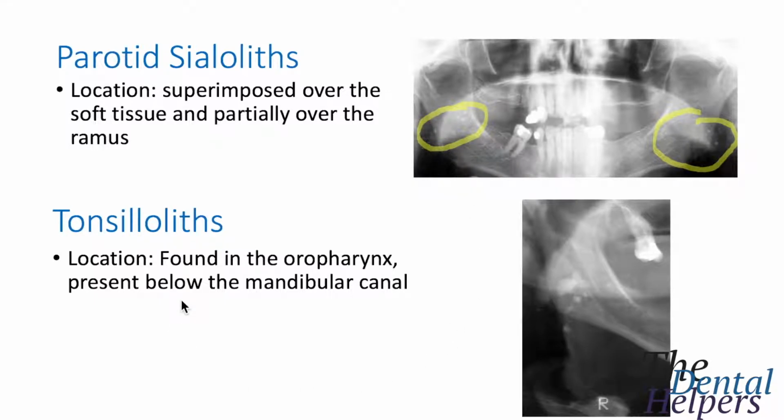Now, a tonsillith, on the other hand, think about the location. Your tonsils are going to be basically around your oropharynx, and anytime you have some infection, it's going to want to drain down into your lymph nodes. So we can expect that the tonsillith is going to be below the mandibular canal. Right here is our mandibular canal, and we see these individual specks right here, and these are going to be your tonsilliths.